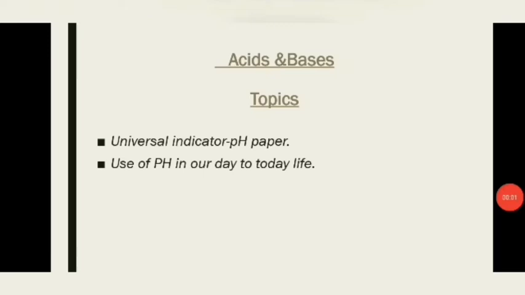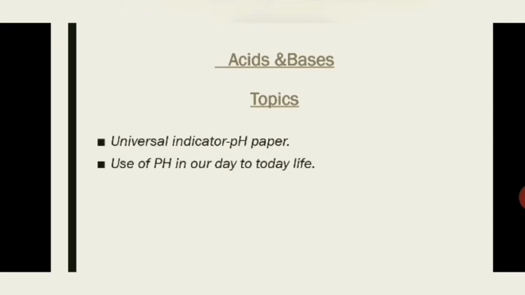So now, acids and bases. The topics are universal indicator, pH paper, and use of pH in our day-to-day life. First of all, we have to understand the meaning of an indicator. Indicators are the substances which help us to indicate what is an acid or what is a base, right? So this is a universal indicator.